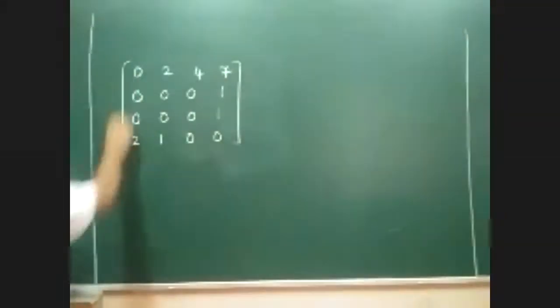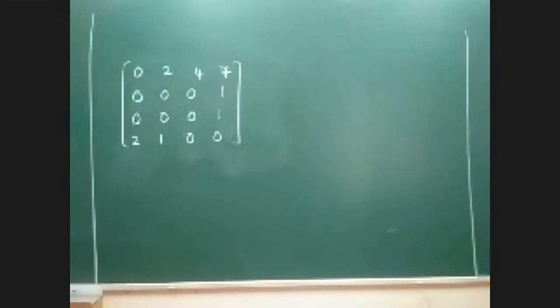Let me take this. 0, 2, 4, 7, 0, 0, 0, 1, 0, 0, 0, 1 again, and then we have 2, 1, 0, and 0. I think now I'll be able to explain in this question.